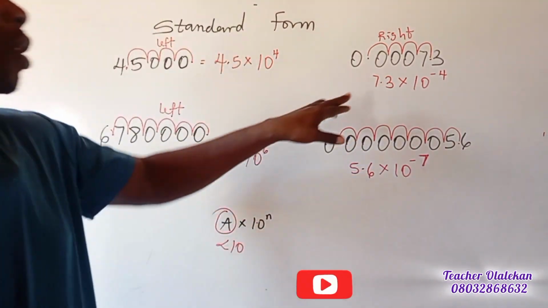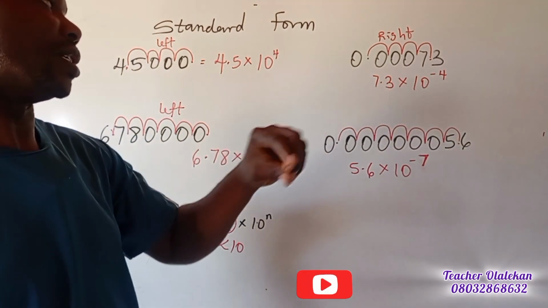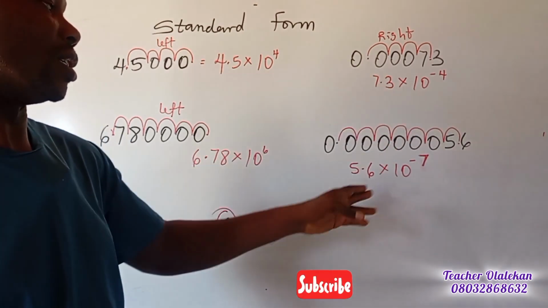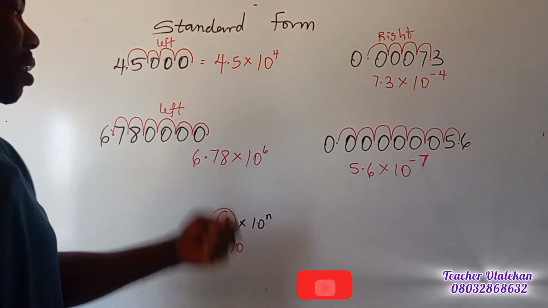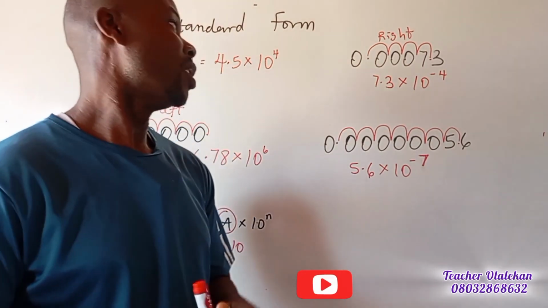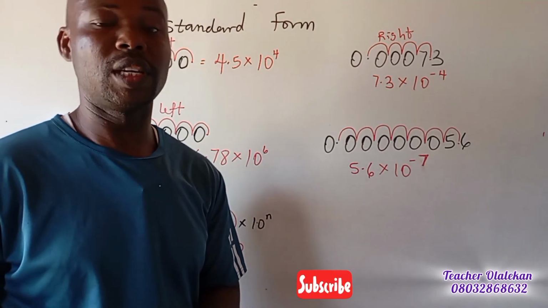And that is why if we check all our A, which are the coefficients here, they are less than 10. 7.3 is less than 10, 5.6 is less than 10, 4.5 is less than 10, and 6.78 is less than 10. So that's the rule for writing figures in normal form, in standard form.